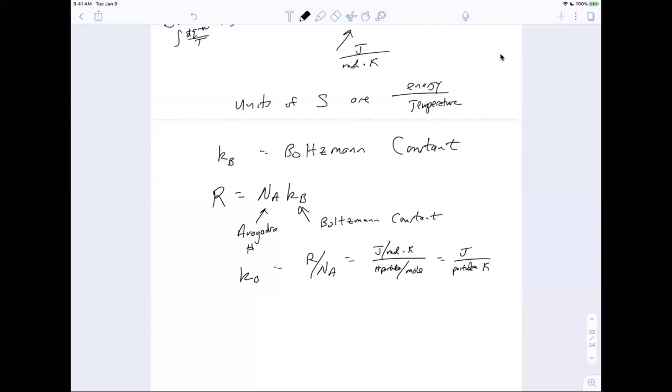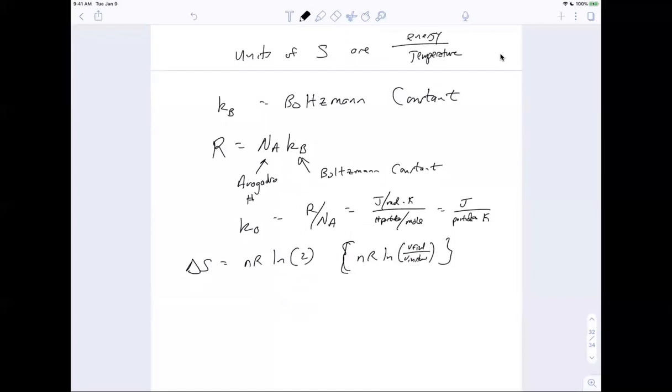Okay. So going back to our expression for delta S, which was nR log 2, and if you remember, this was nR natural log V final over V initial. If we take our macroscopic view, we can say that R is N A K B, times natural log of 2. All I've done here is substitute my expression for R.